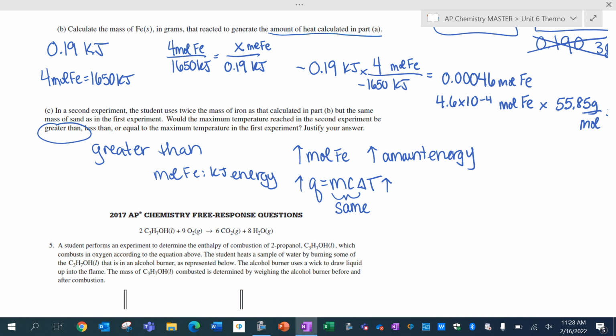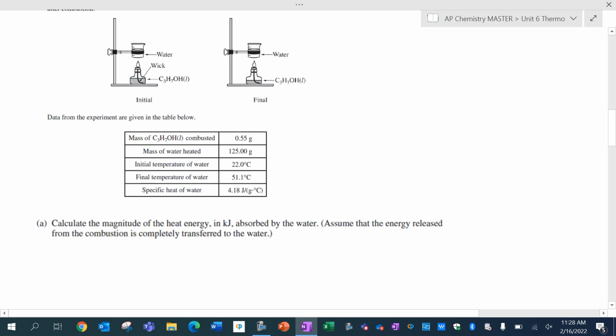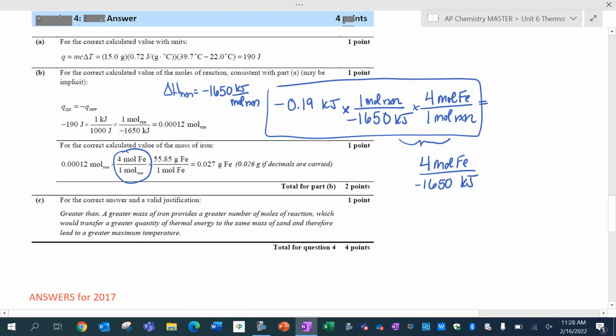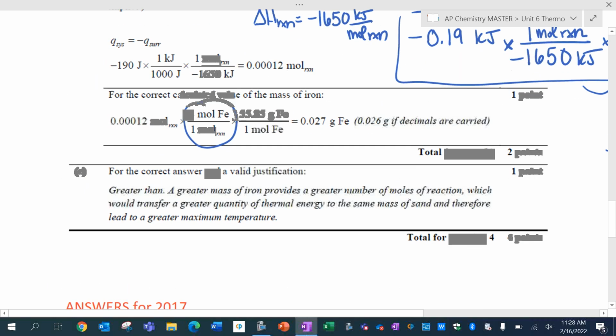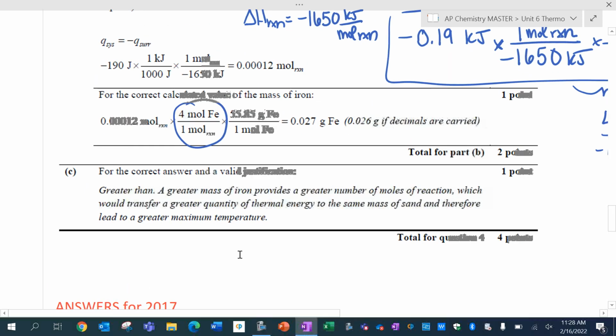And if you scroll down and look at the answer key, they say, more iron. Here, I'll scroll down and show you. So these are the scoring guidelines. This is put out by the College Board, and they always accept a variety of answers. This is just one sample response. But the greater mass of iron means more reaction occurs, which means more thermal energy being transferred to the same mass of sand, giving you a greater maximum temperature.